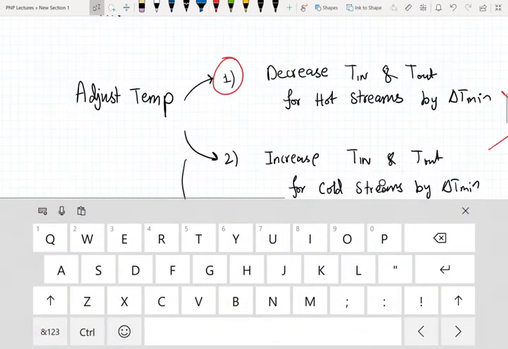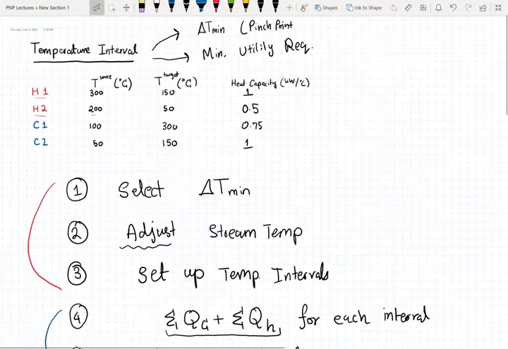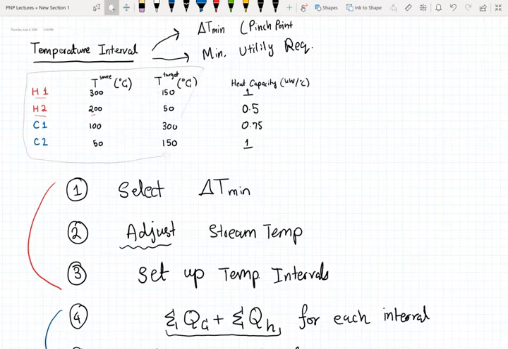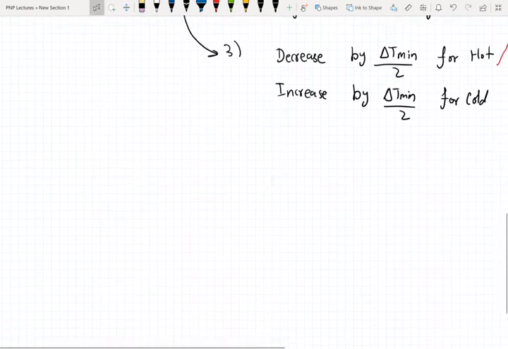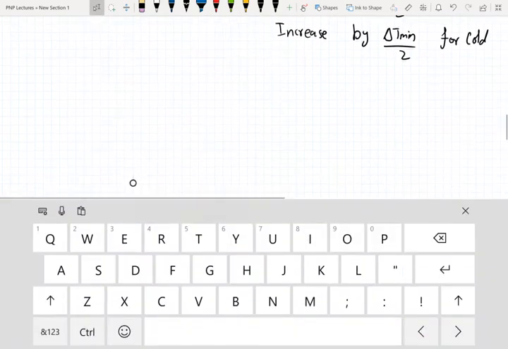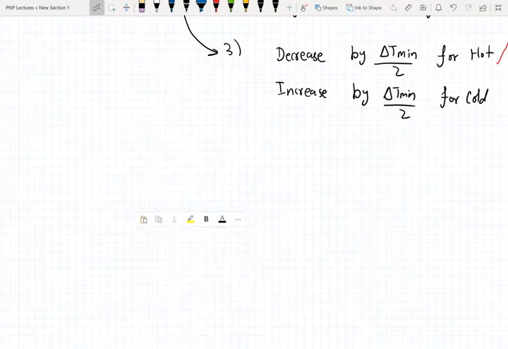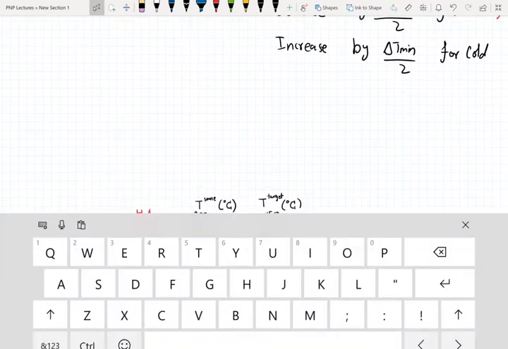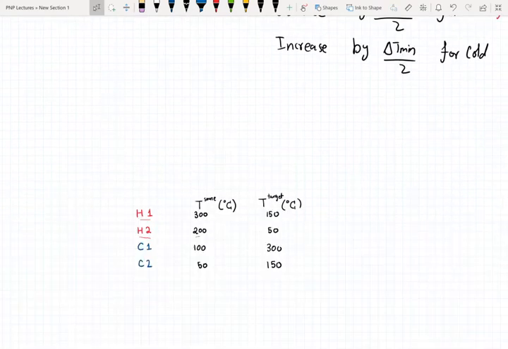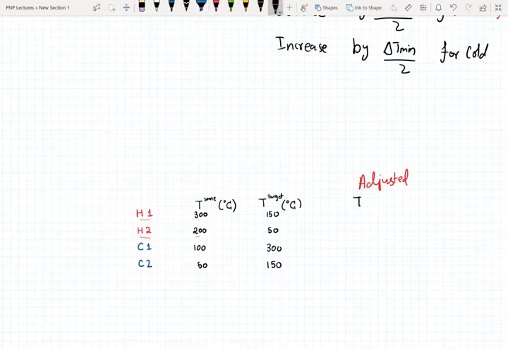So let me just copy these temperatures from our problem statement. Okay, so those are our actual temperatures. Now we're going to make a separate table for the adjusted temperatures. You have your source temperature and your target temperature.